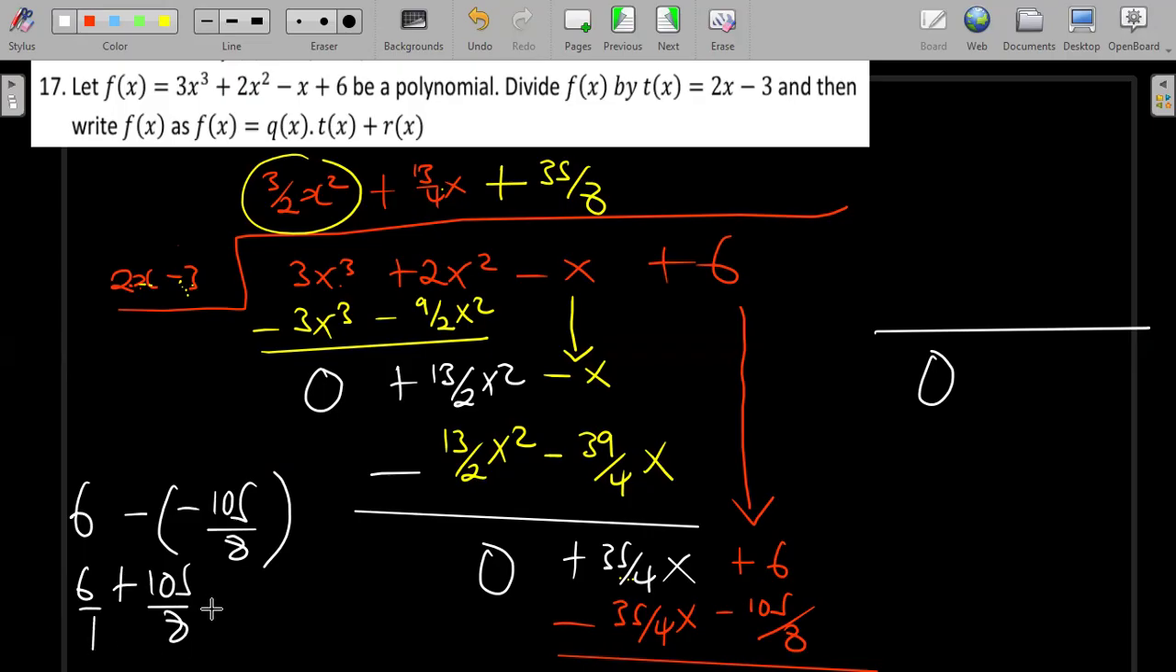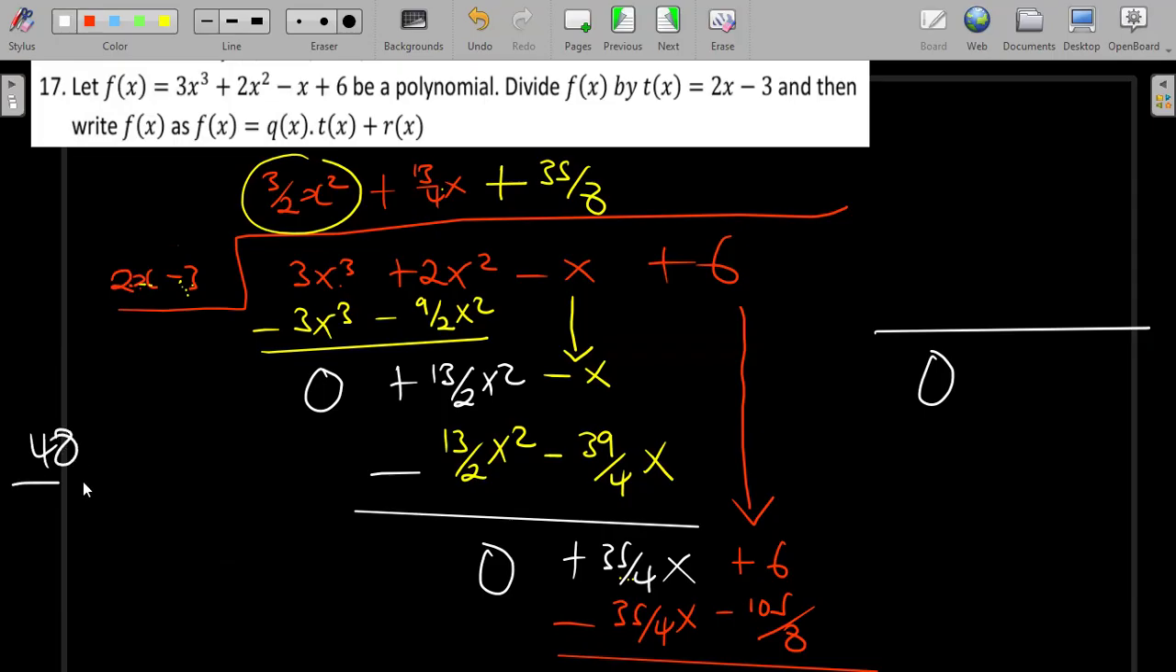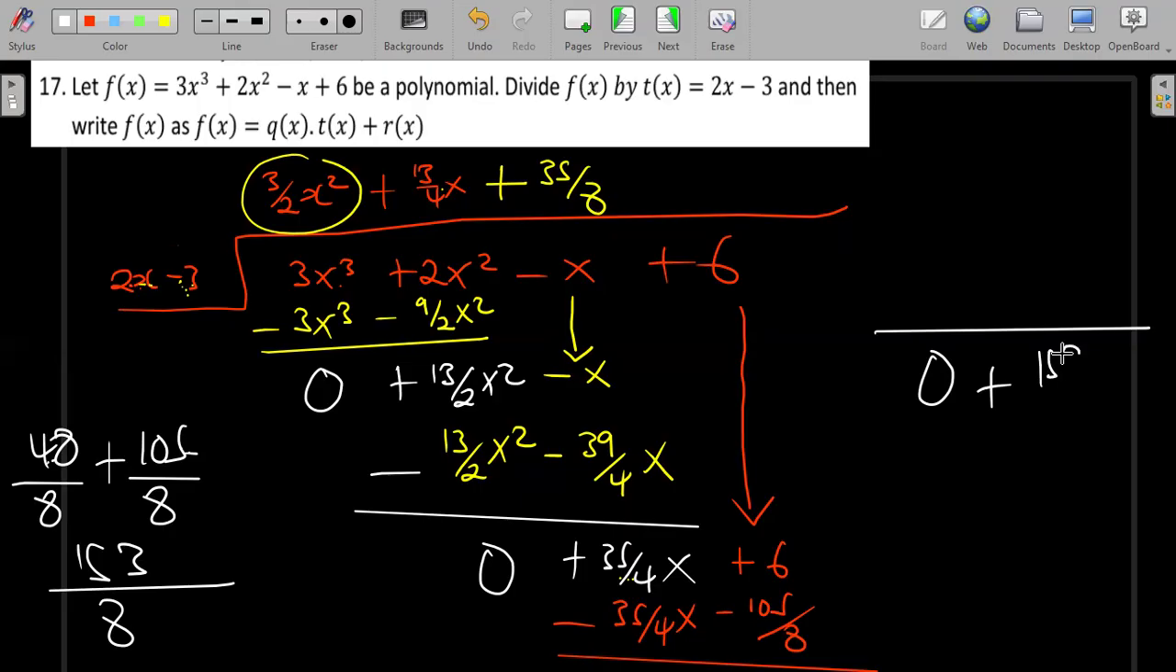Okay, so you can add this. This 6 is the same as 48 over 8. So 48 over 8 is the same as 6. So I'm going to write this 6 as 48 over 8, and then 105 over 8 as well. So 48 over 8 plus 105 over 8. What I get here is just 8 as the denominator, and here 105 plus this, so 48 plus 105. I'm going to get 153. So 153 will be our remainder.